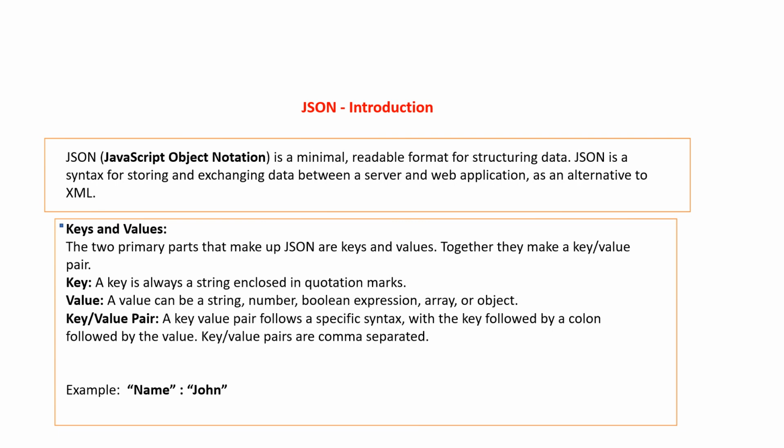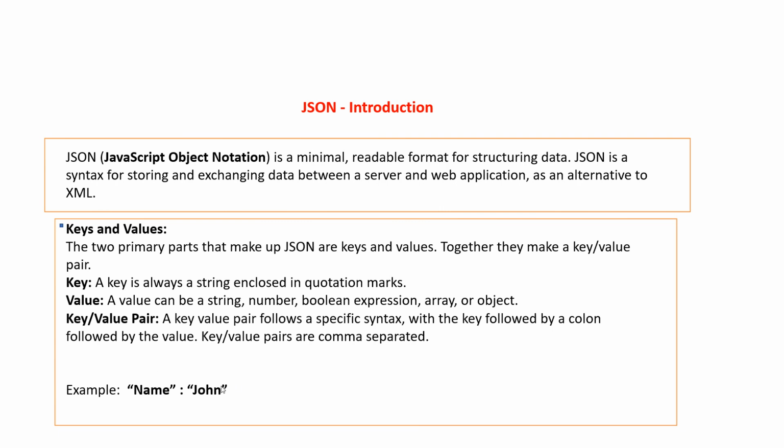JSON is JavaScript Object Notation, and it is a human-readable format for structuring data. A JSON message has two main components: one is key and another is value. A key is like a variable, and the value is what we want to store inside that variable. For example, name is the key and John is the value, and each key-value pair is separated by a comma.